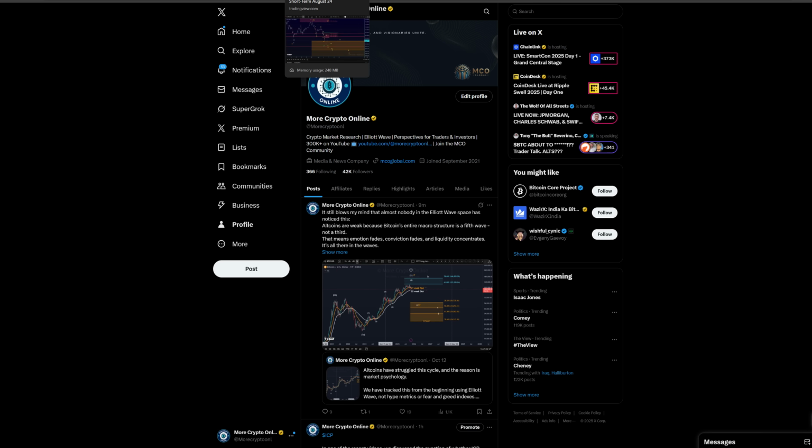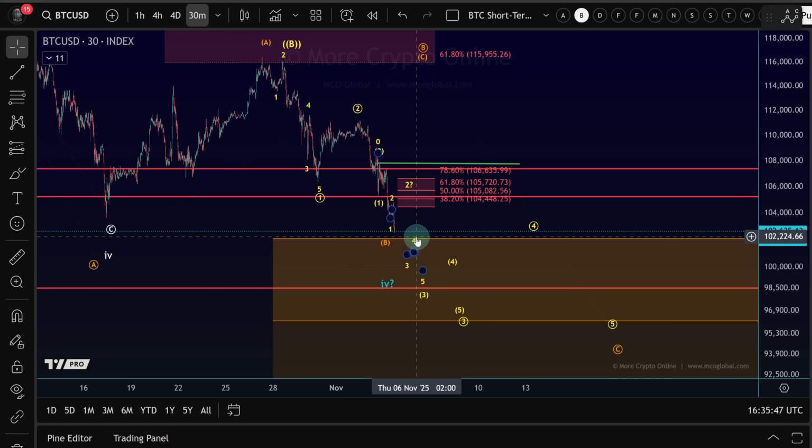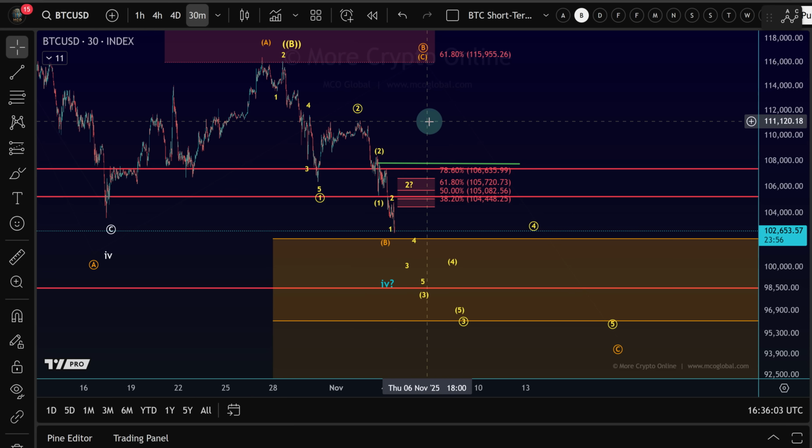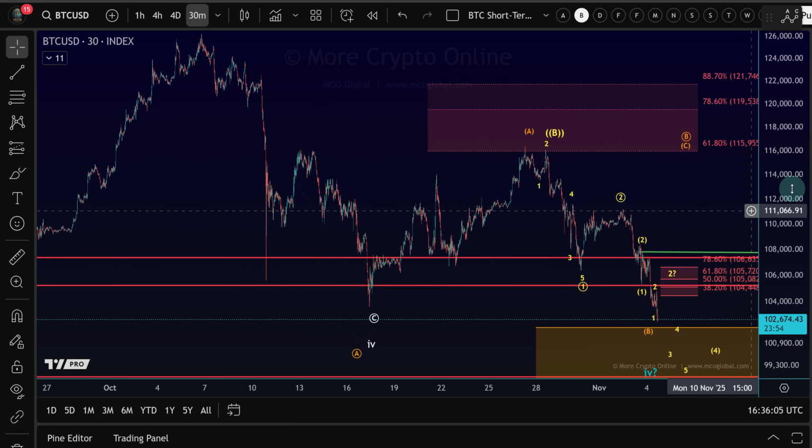So let's dive into the microstructures. By the way, I will add the microstructures, not the microstructure. I'm going to add the link in the comment section. So let's take a look here at the Elliott Wave structures for Bitcoin. Microstructures, that is.